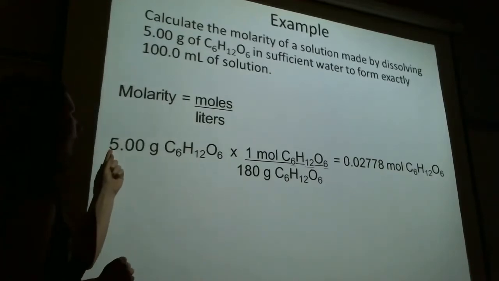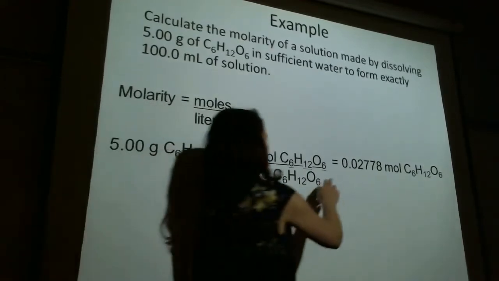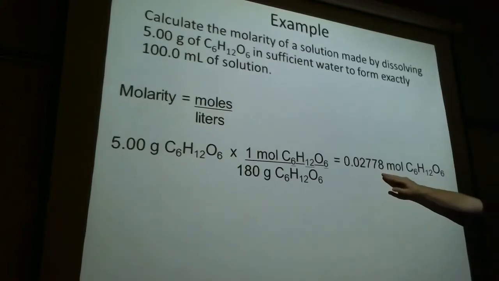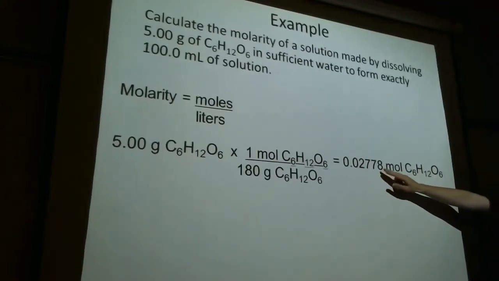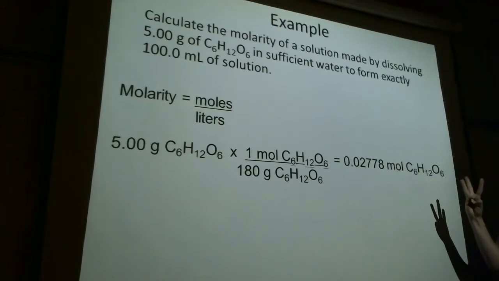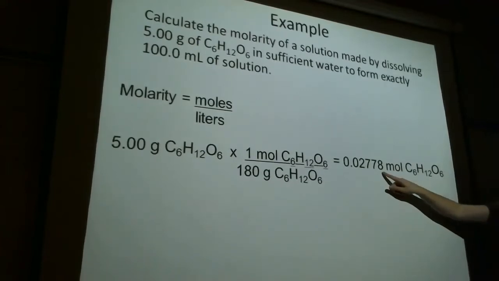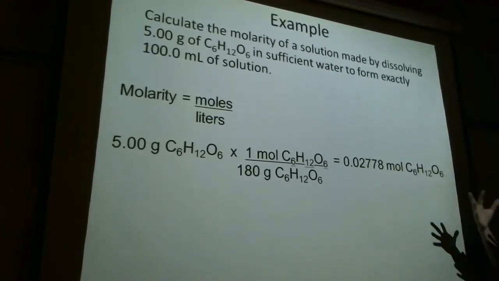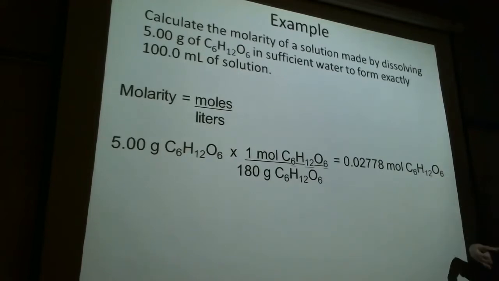So I take 5, I divide by 180. This is what I kept. Notice I kept an extra digit because 5.00 has 3 sig figs. I kept 4 sig figs here. Why do you keep extra sig figs until the very end and round at the end? There's a really good reason for doing it. Extra digits at the beginning and then round at the very end.